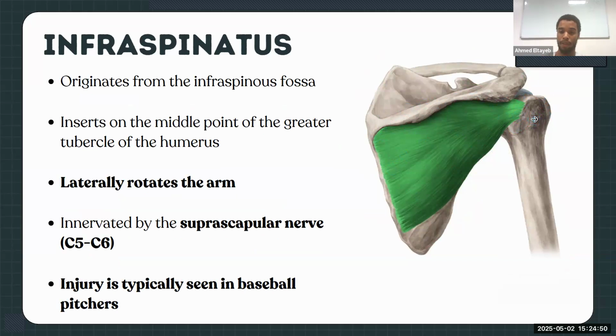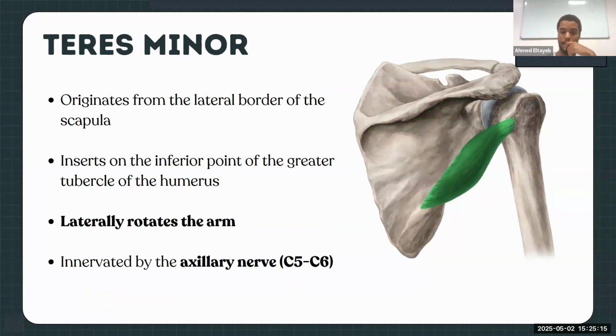So when the muscle fibers contract, you can see that it would pull the humerus outwards, kind of. So the main role or action of the infraspinatus is lateral rotation of the arm. And just like the supraspinatus, it's innervated by the suprascapular nerve, which is C5, C6. And just a fun fact, you typically see infraspinatus injury in baseball pitchers. Guys who throw baseballs, if you don't know.